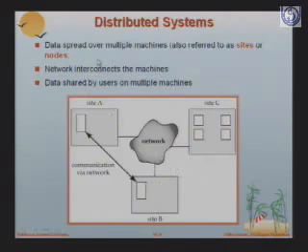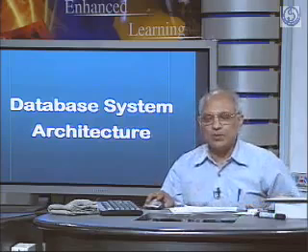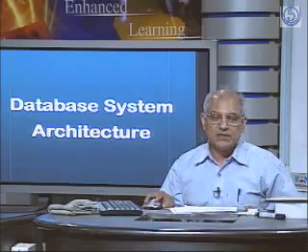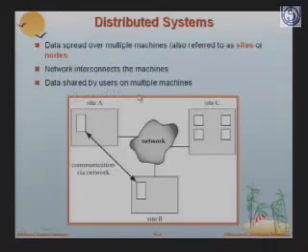Again, looking at distributed systems, data is spread over multiple machines, also referred to as sites or nodes. This is used to meet the requirements of most organizations, which are distributed in nature. Most existing systems today support this type of model. Networks interconnect the machines, and data is shared by users on multiple machines.